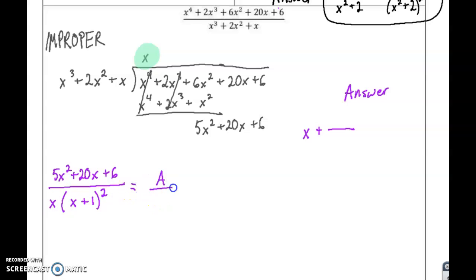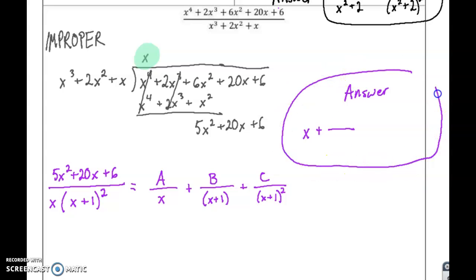So we have the linear term, a over x. And then, again, it's linear, so it's just b over x plus 1. But then it's c over x plus 1 squared. So I already know my answer is going to have, plus x plus something over x plus 1 plus something over x plus 1 squared. What we have to do is figure out what that is.